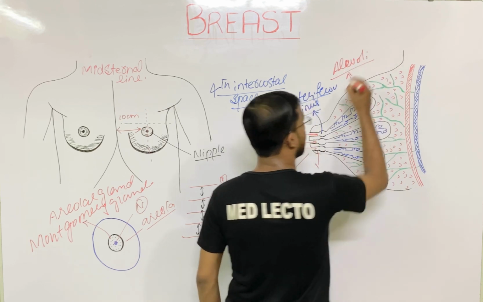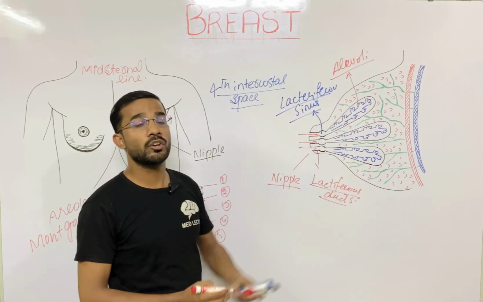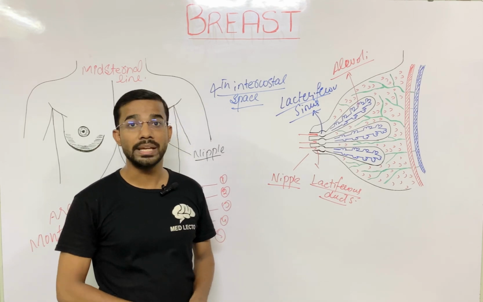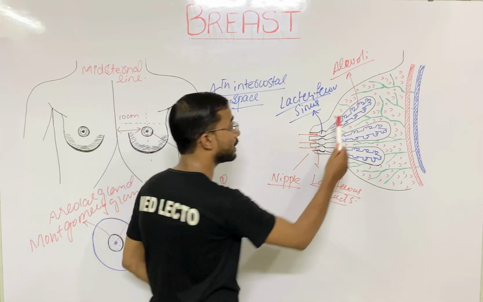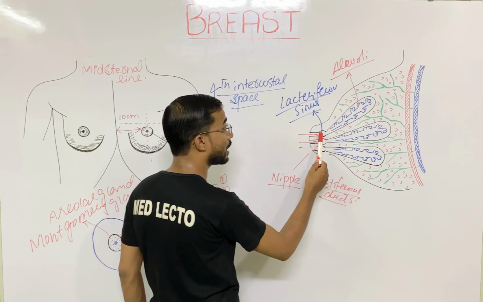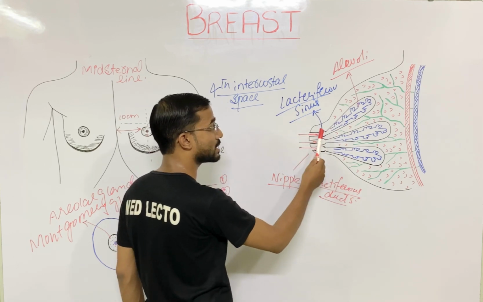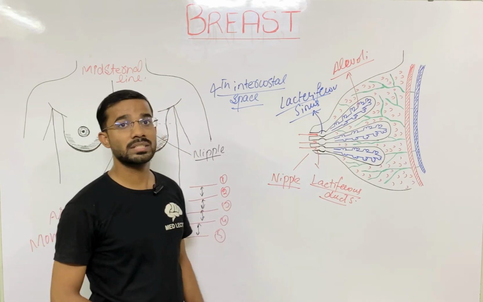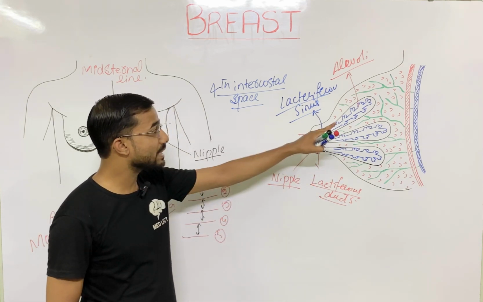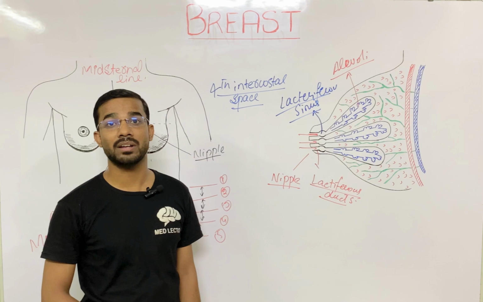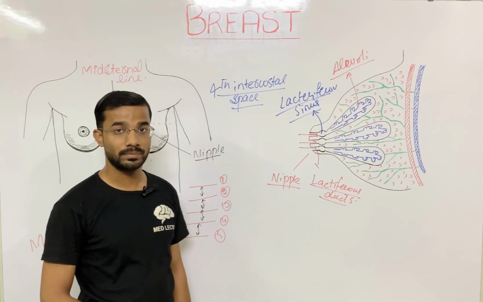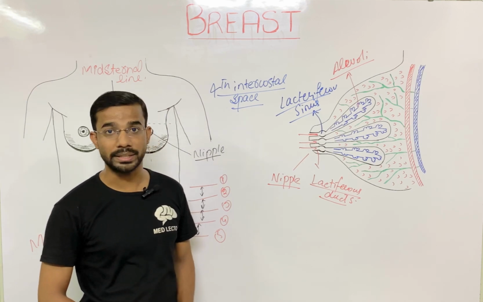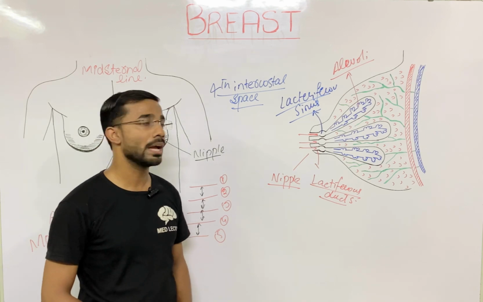alveoli. Inside the alveoli you will see the production of the milk, which passes from the alveoli and is stored in the lactiferous sinus, and after that it passes through the lactiferous duct. So here are basically the three most important components of the mammary gland, that is the parenchyma of the breast, the functional part of the breast.